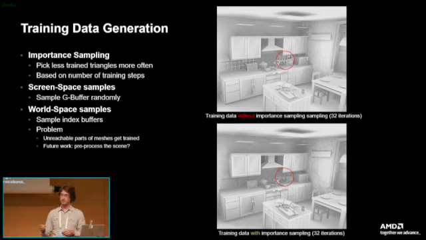For each pixel or each training example, we can pick 16 candidates, read how many times they have been trained, and run some importance sampling loop to select one with higher preference. And you can do the same for world space samples. You just sample the index buffer, pick some triangles, and do the same.